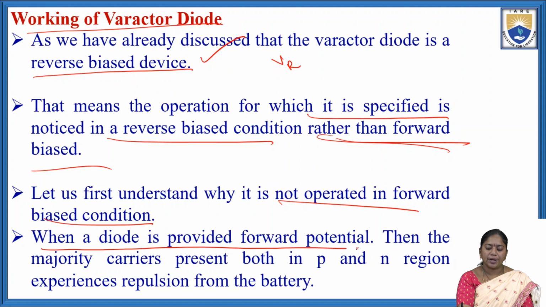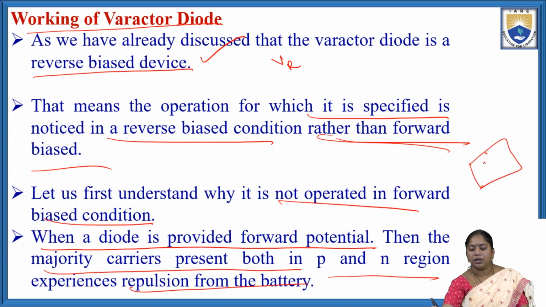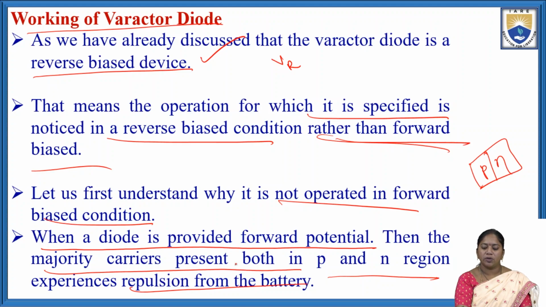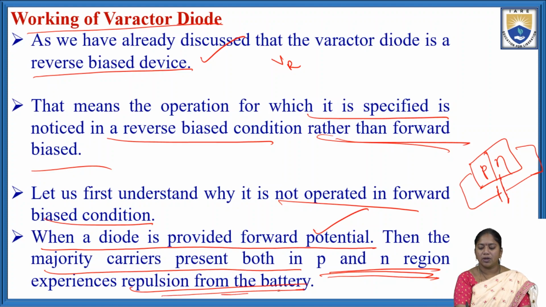When a diode is provided with a forward potential, the majority carriers present in both the P and N regions experience a repulsion from the battery. So here these are the P and N regions. When a forward voltage is applied, the majority carriers in both P-type and N-type material experience a repulsion from the battery.